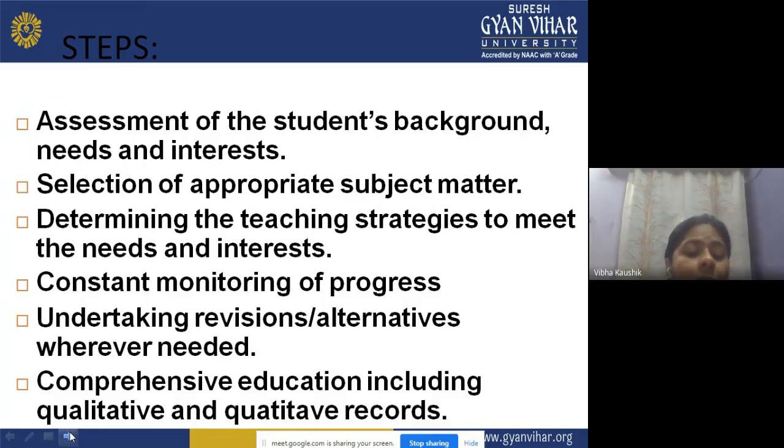Constant monitoring of progress, how they are progressing. We have to regularly monitor their progress, their performance, and improvement in their performance. Undertaking revisions: I have to take revision classes when I am focusing on individualized instruction. Alternatives, wherever needed. Now, what can be the alternatives?